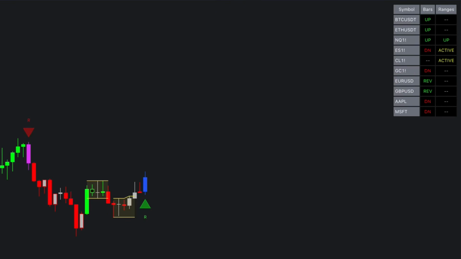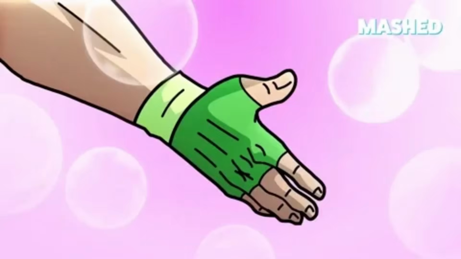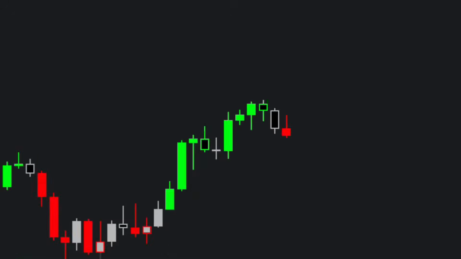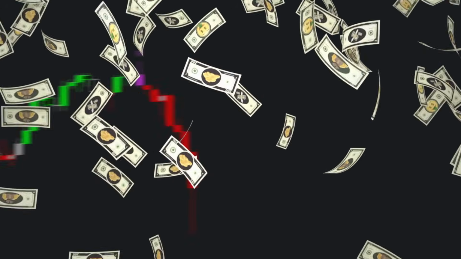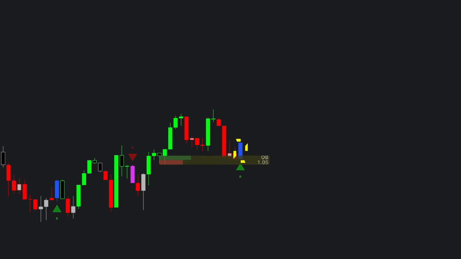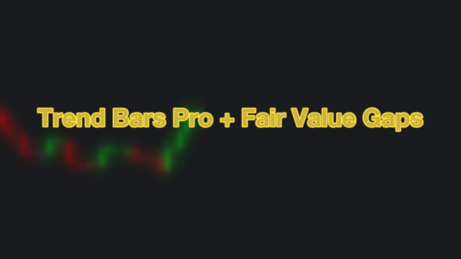As I said earlier, the Trend Bars Pro are the perfect companion for any trading strategy. Each time you're looking for a market entry, you can just use a signal from the trend bars. For example, if you trade order blocks and you're looking for an entry right after price tested a bullish order block, you can wait for the trend bars to turn green or print a bullish signal bar like here in this case. It works the same way with fair value gaps.